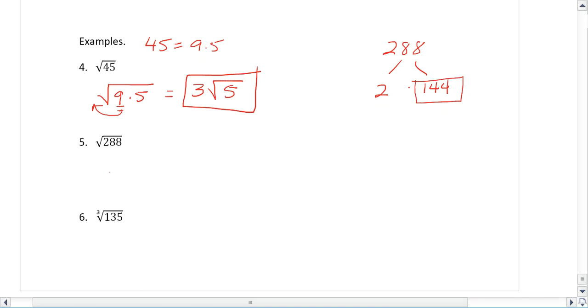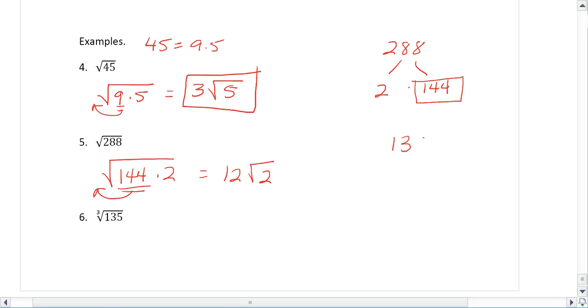And again, we want to be able to recognize perfect squares because it's going to make your simplifying of these so much easier. This is a perfect square of 12. 144, square root 144 is 12. The 12 comes out in front. The 2 remains behind. And now it's simplified.